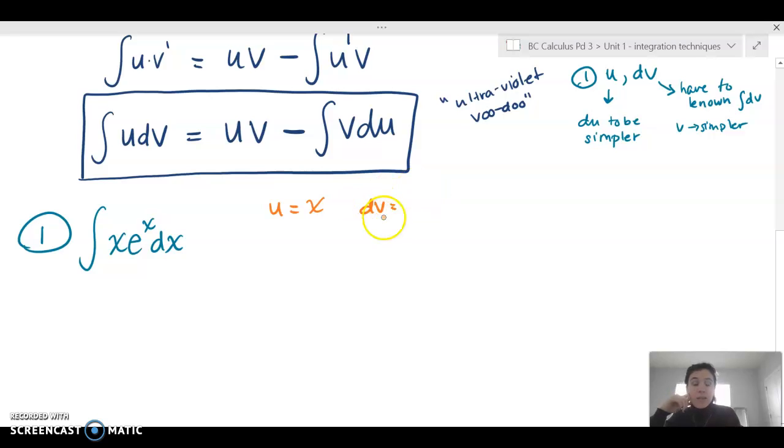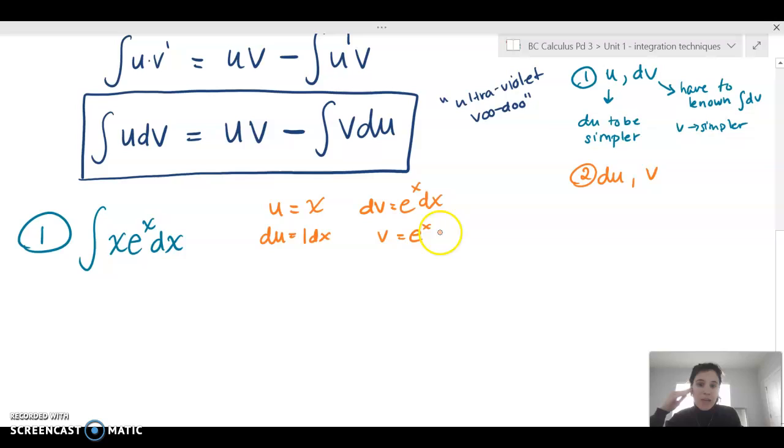Then to pick out your dv, you just write what is left. So I get rid of that x, I kind of erase that from my vision, and what do I have remaining? E to the x dx. Now when you're doing this, your second step is you need to find your du and your v, okay? So when we have du, I'm looking at what's the derivative of this u, that would be 1 dx. Then for dv, we're going to integrate to get to v. So what's the antiderivative of e to the x dx? That's just e to the x.